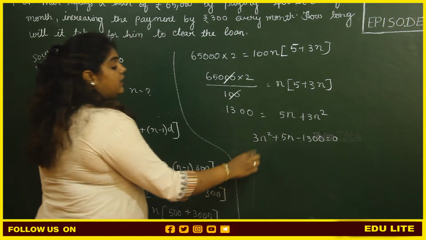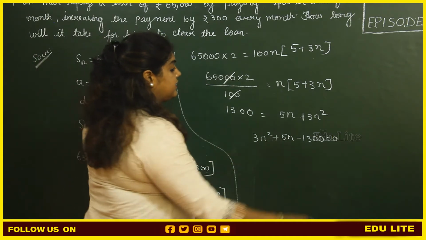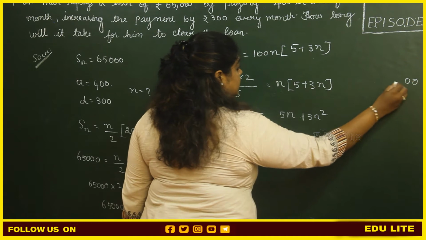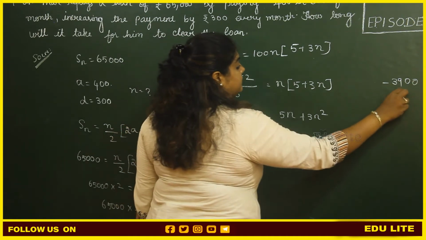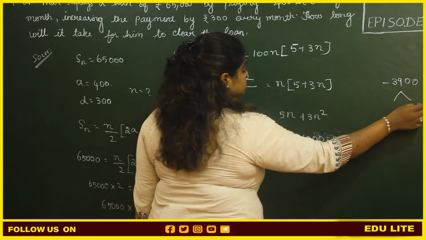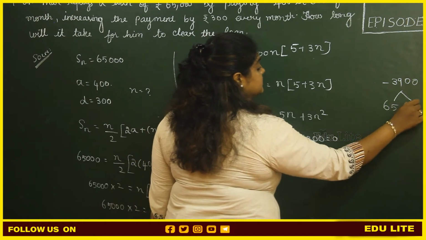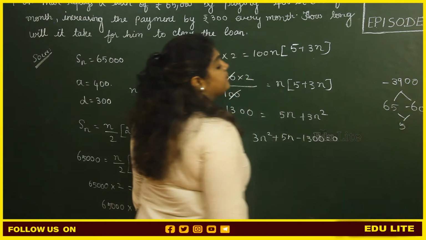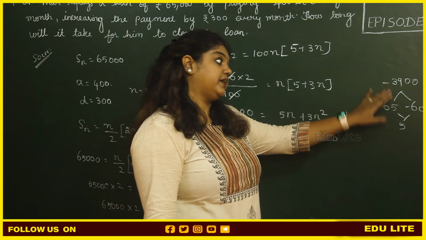We have a coefficient over here. So what do we have to do? We will multiply 3 into 1300. 3 into 1300 we will get as 3900. Minus 3900 if we multiply, we should get it, and plus 5 we should get it. So, we have to choose the roots accordingly. Let me choose 65 and 60. So, 65 into minus 60 will give me minus 3900.